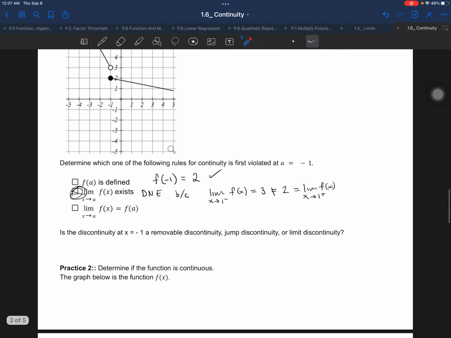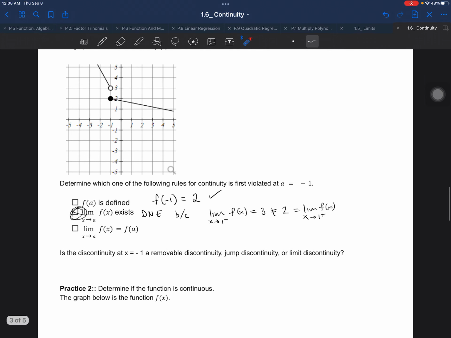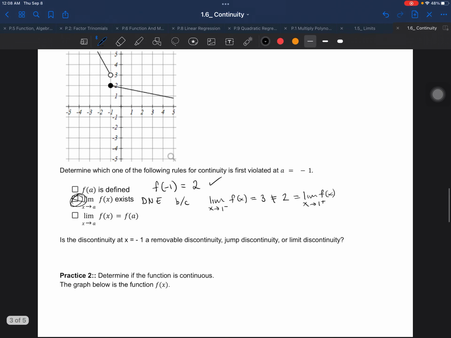Okay, so is the discontinuity at x equals -1 a removable discontinuity, a jump discontinuity, or a limit discontinuity? Well, in this case, we will argue that this is a jump discontinuity, because in order for this function to be continuous, you have to jump to a different y value to continue the graph. Another, more formal way to argue is that just by changing this value from here to here, it's not going to remove the discontinuity. So like we said, this is going to be a jump discontinuity.